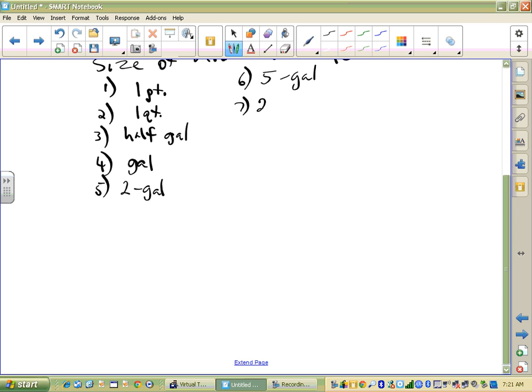Heck, they might even make a 20-gallon keg of milk. Okay, wouldn't that be weird, going to a kegger with milk? I don't know. Okay. The point is, you could list all these.